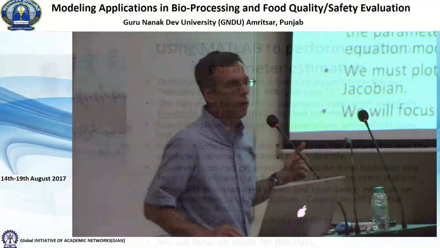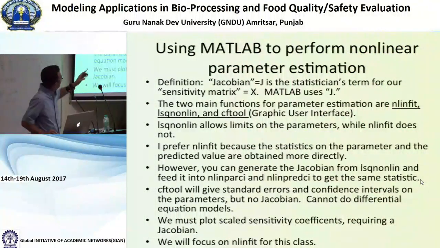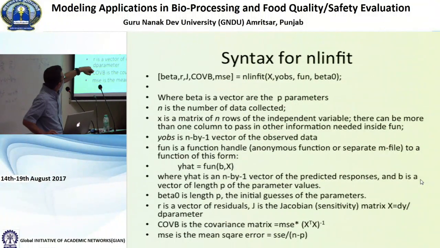So here's what I use to do the nonlinear regression. I use the nlinfit. And I told you can also use the CF tool, right? So here's how you do it. On the left side you have nlinfit, and the way that you run nlinfit is you put in your sensitivity matrix, X, you put in your Y observed values, and then you put in your function, and then you put in your beta 0, meaning your initial values for your betas.